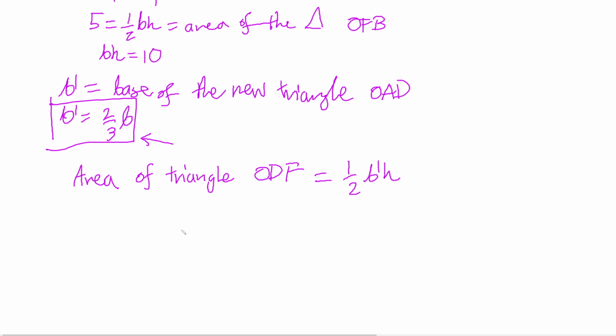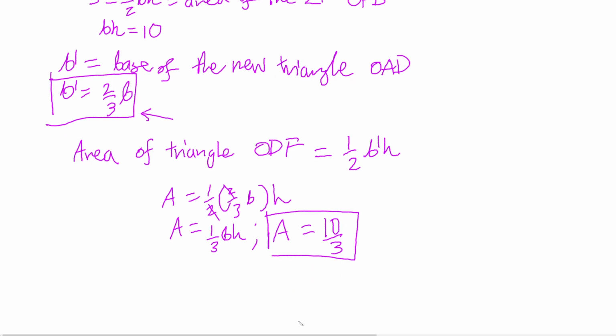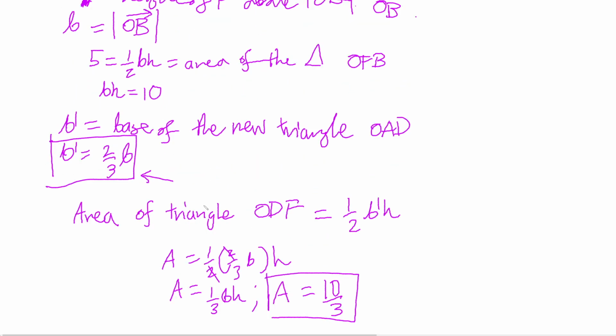So B prime, the new base, in terms of the old base, is 2 over 3 times the old base. You get area is half times 2 over 3 times B times H, or A is, well, the 2's cancel out, 1/3 BH. The area of the triangle ODF is 10 over 3. And after you see this, you may be able to expect or predict what comes next in the solving of this question.